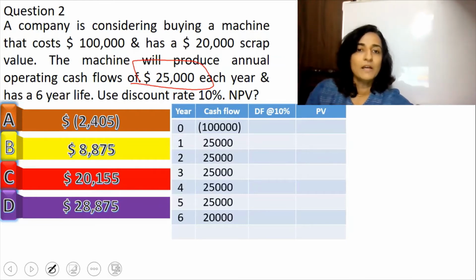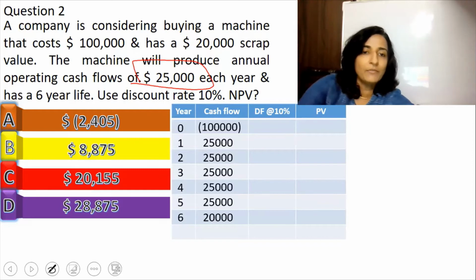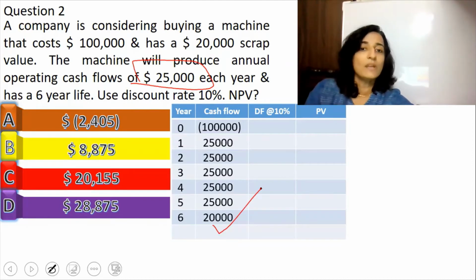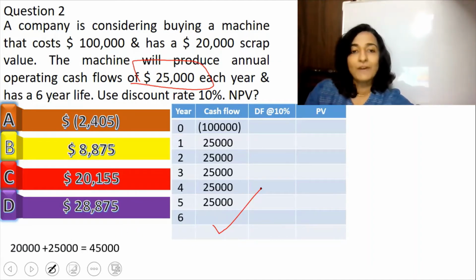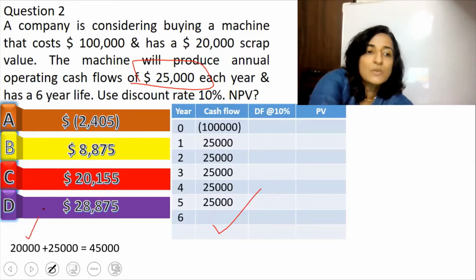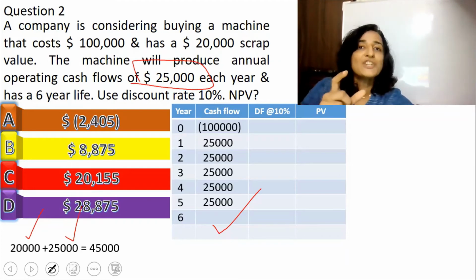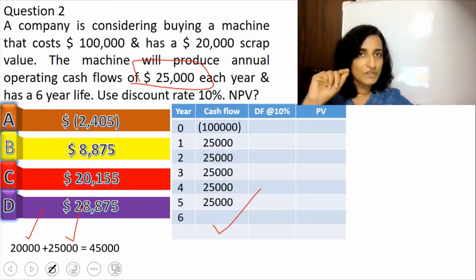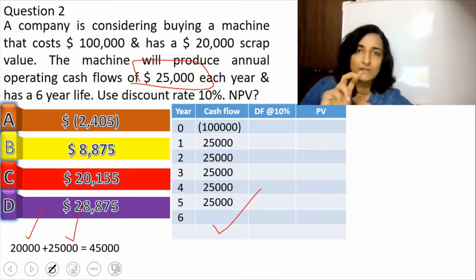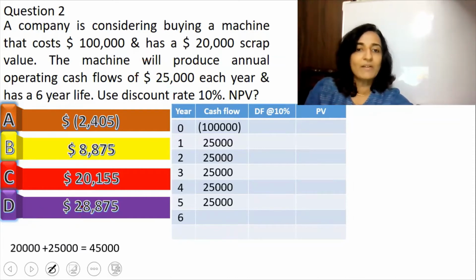So I'm going to write here 25,000 from year 1 to 5. In year 6, we have 20,000 already. So add 20,000 plus 25,000, that's 45,000. What is 20,000? 20,000 is the scrap value. And what is 25,000? 25,000 is the cash inflow that is happening from year 1 to 6. So in year 6, you've got 2 cash inflows. One is the scrap value and the other one is the cash inflow from the machine. So the total is 45,000. I will be writing that against year 6.